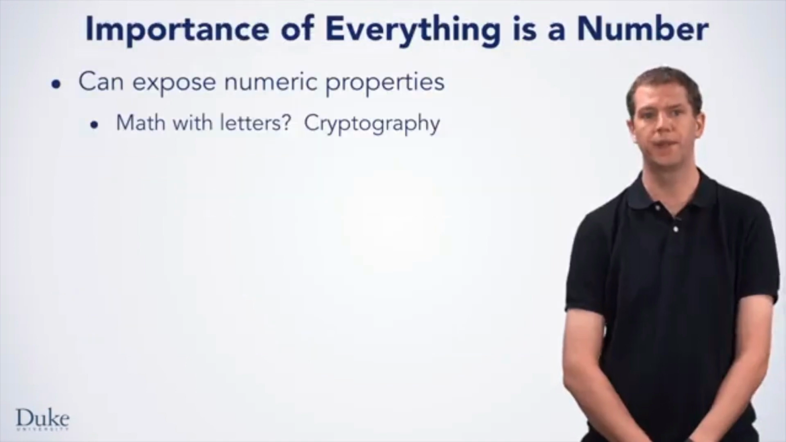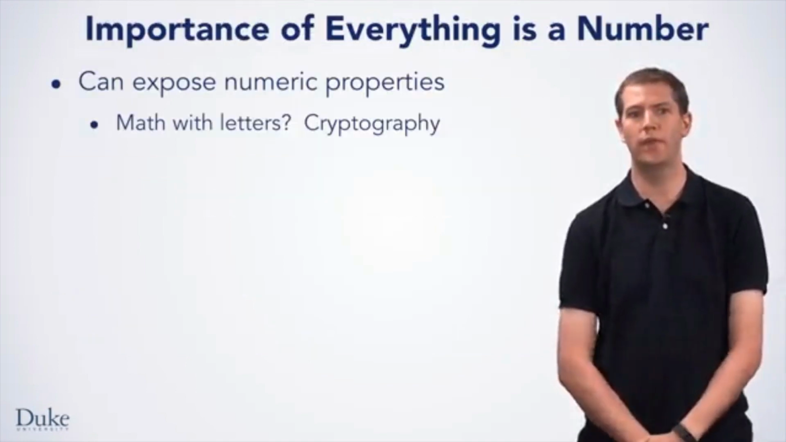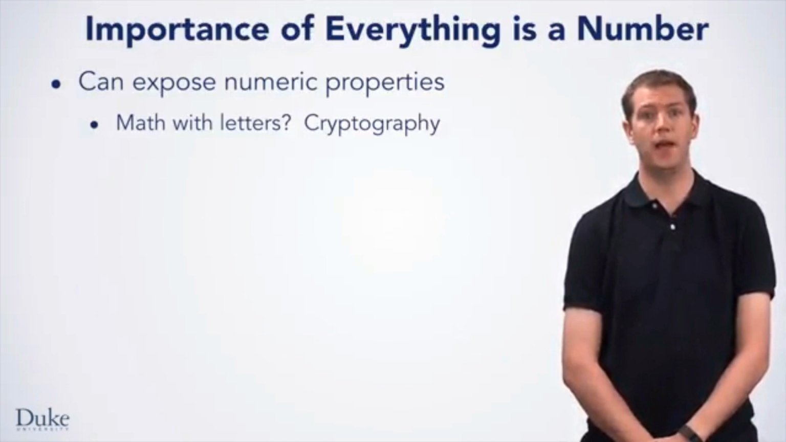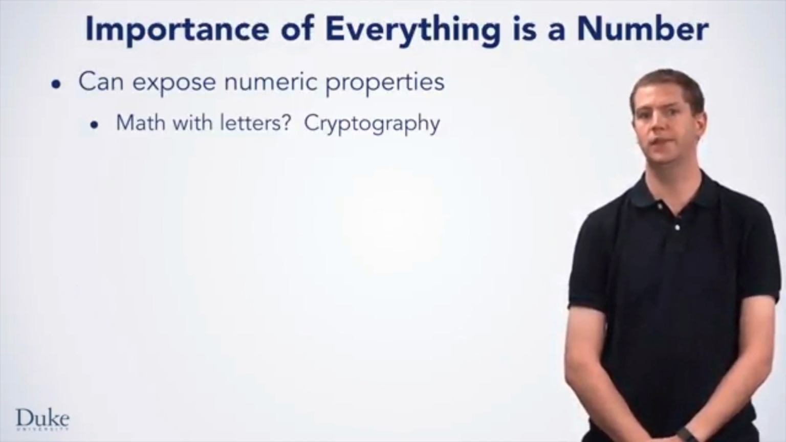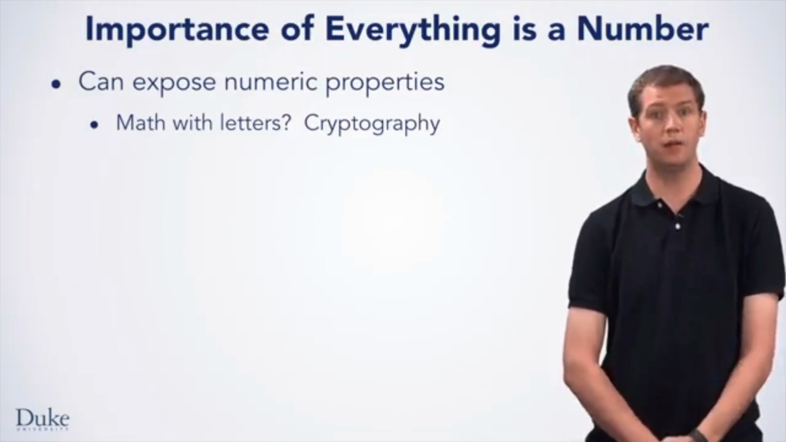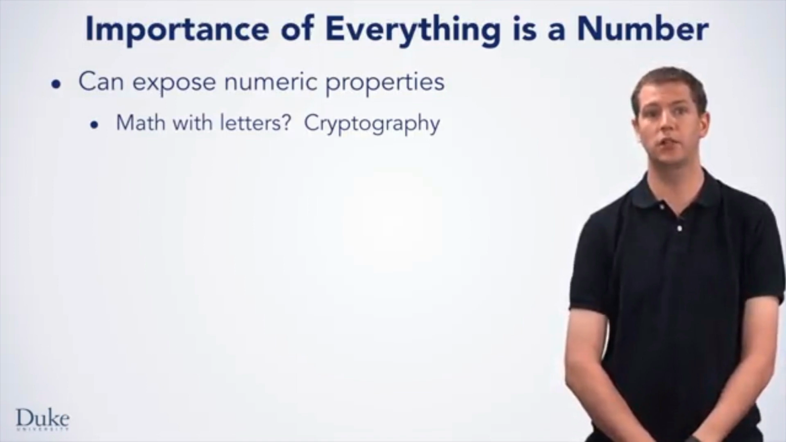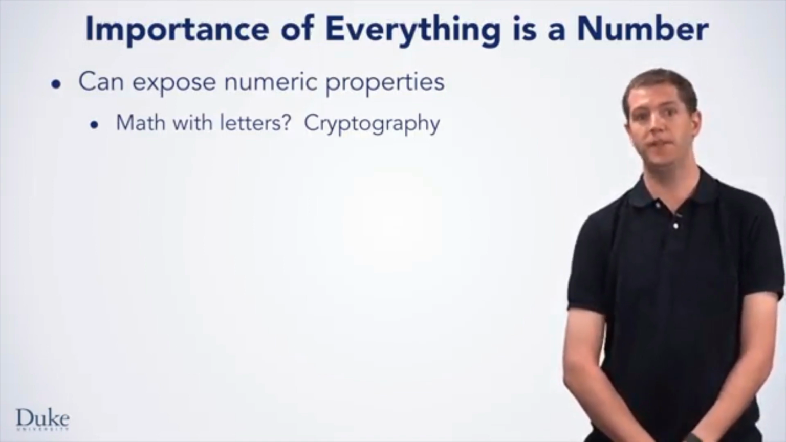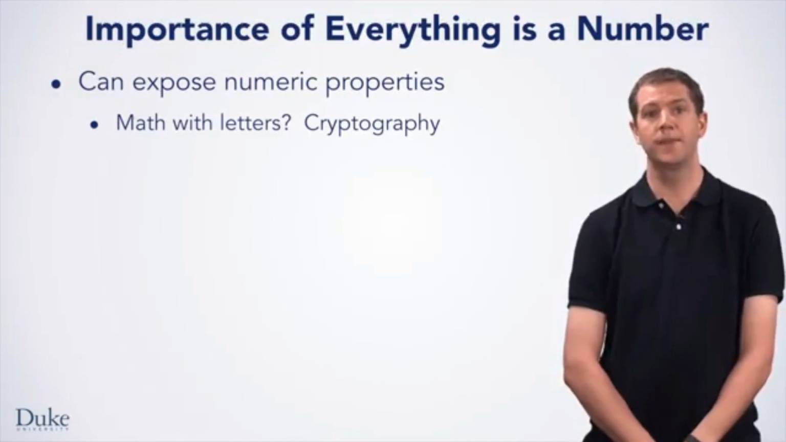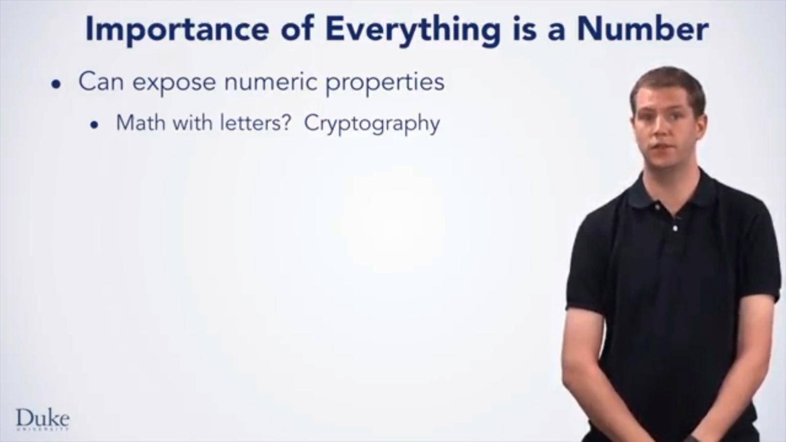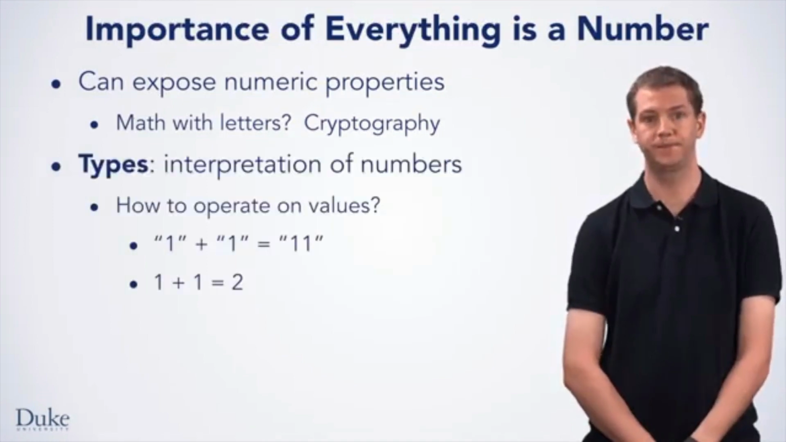So why is it so important to know that everything is a number? Well, sometimes you want to do math with things that do not seem like numbers. Cryptography, the science of keeping information secure, relies on the ability to do math on strings. When you visit a website using HTTPS, the information sent back and forth between your computer and the web server is encrypted so that nobody else can read it. That process involves doing math on that data.